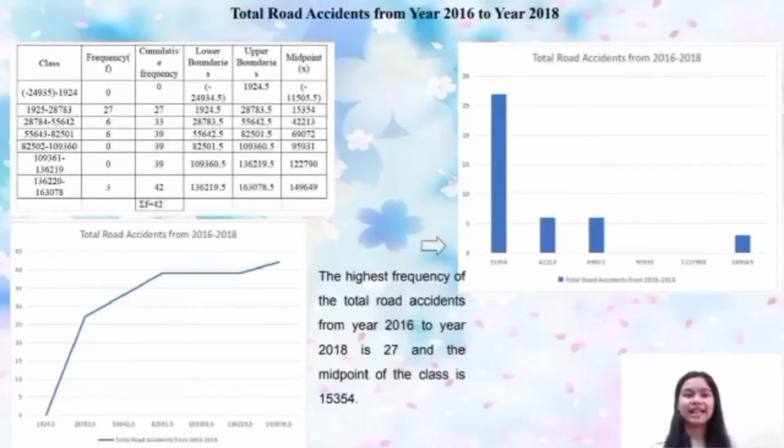And the next data is about the total road accidents from year 2016 to year 2018. From the histogram graph, we know that the highest frequency of the total road accidents from year 2016 to year 2018 is 27, and the midpoint of this class is 15354.